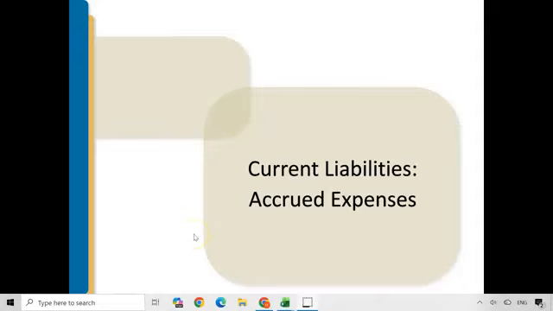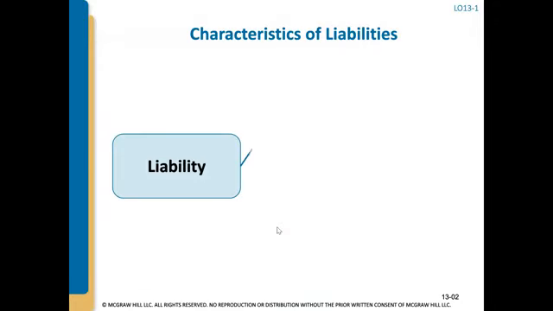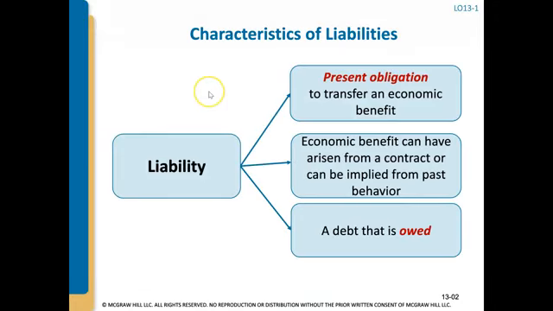Hello, in this video, we'll be going over current liabilities, specifically accrued expenses. A liability is a present obligation to transfer an economic benefit. In other words, it is a debt that is owed to another person or another entity, another company.